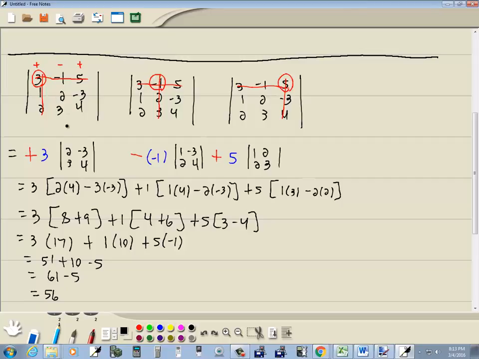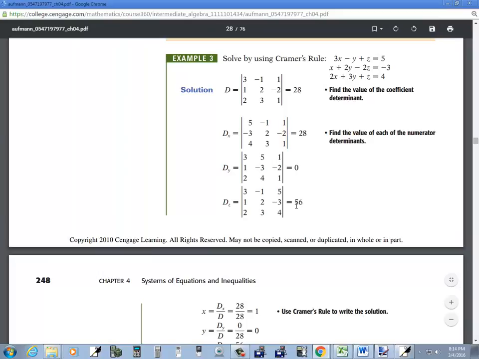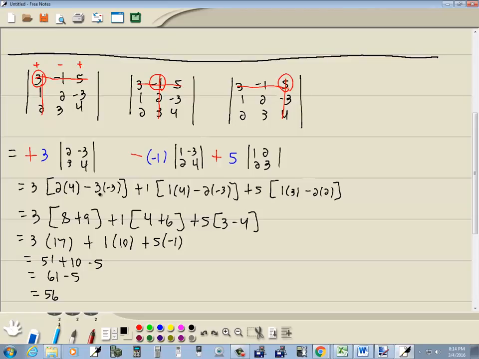Let's see. 2, negative 3, 3, 4, 8, 17, 51. Okay. Cross those out, and I get 1, negative 3, 2, 4. Cross multiply 10 plus 5. 3 minus 4, negative 5. Well, looks right. 61 minus 5, 56. Let's see. Oh, it is 56. I didn't even notice that the first time.